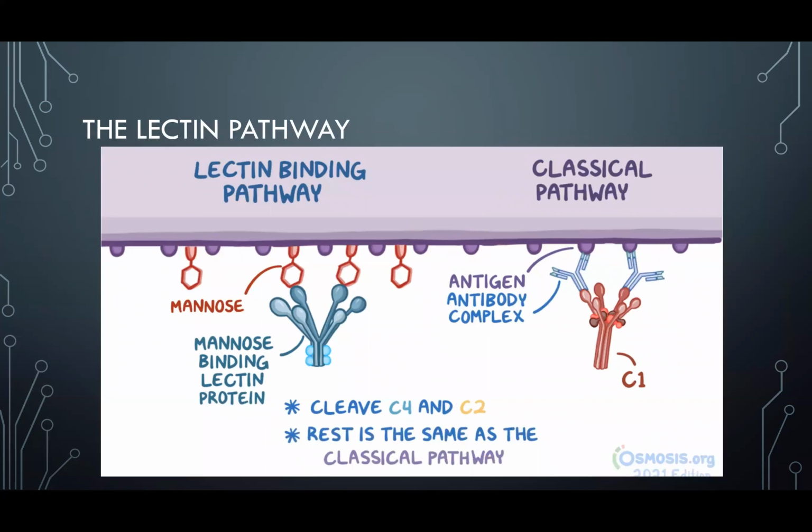Finally, we have the lectin pathway. The lectin pathway is part of innate immunity. The lectin pathway has mannose binding lectin, or MBL, bind to mannose in the pathogen cell wall.